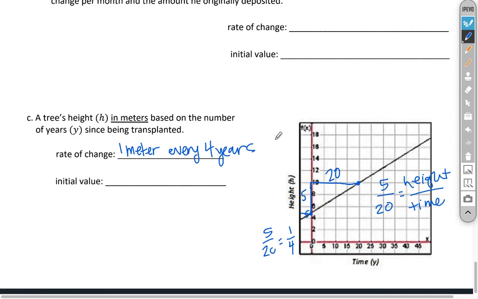Okay. And then our initial value is our y-intercept, and we already established that it's 5 right here. So our initial value is 5 meters, and we're putting it in meters because it is on the y-axis, which is height. All right.